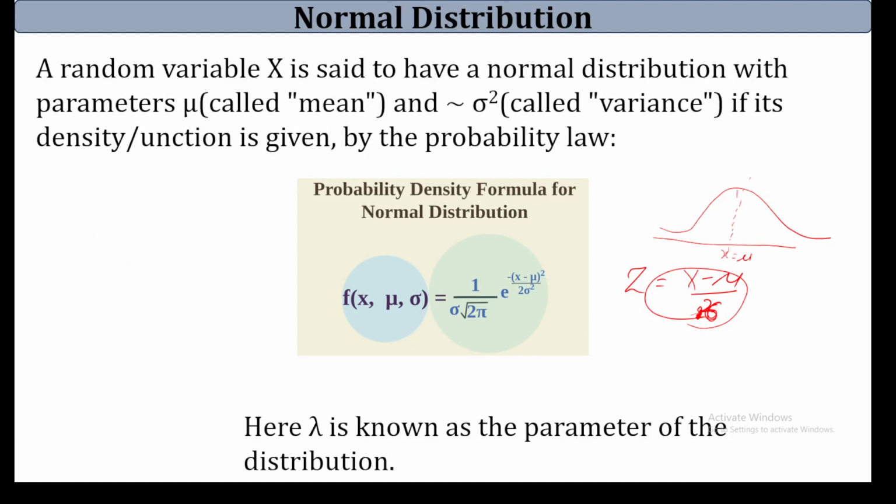Okay, so that earlier two distributions, the binomial and then Poisson, were discrete distributions. Now the normal distribution will be a continuous distribution.